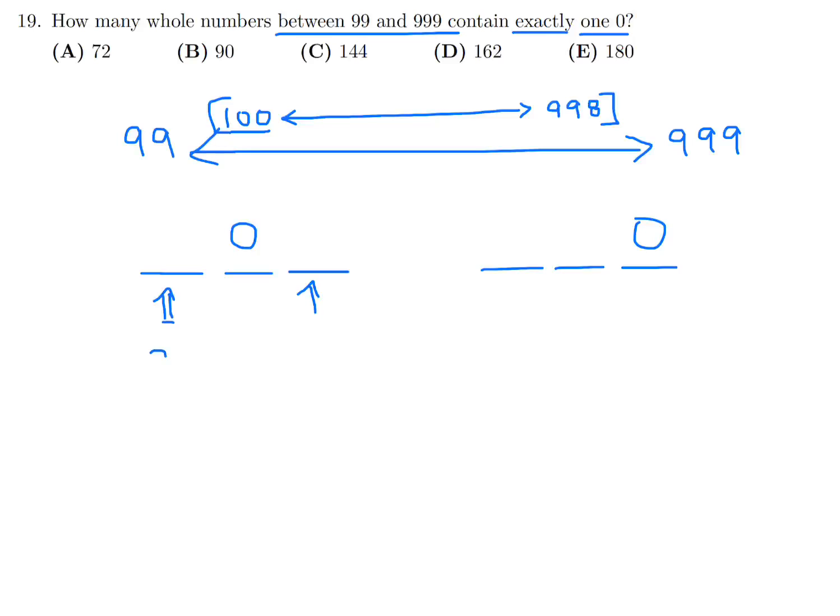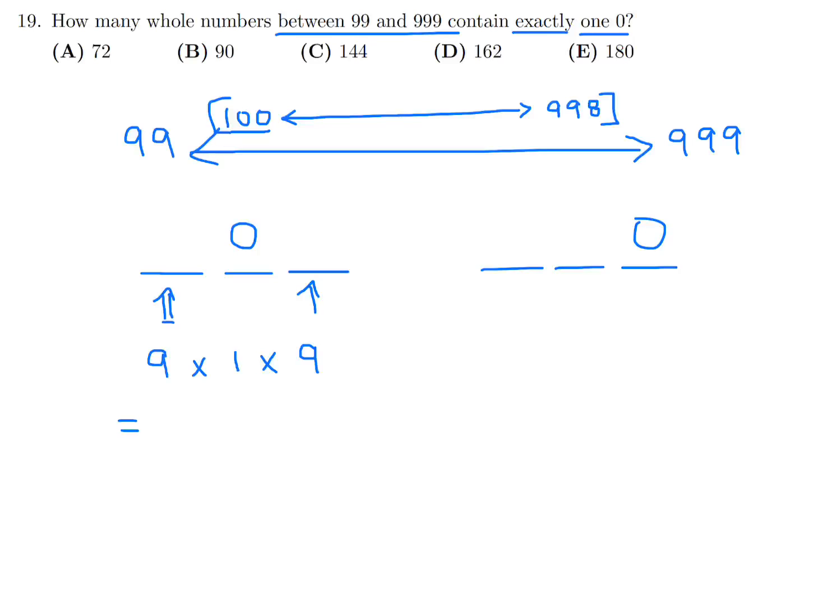So we have 9 possible combinations. And then the 0 is fixed, so that's just 1 possible combination. And then what about the last digit? How many possible? 1, 2, 3, 4, 5, 6, 7, 8, 9, right? Same thing, 9 possible combinations.